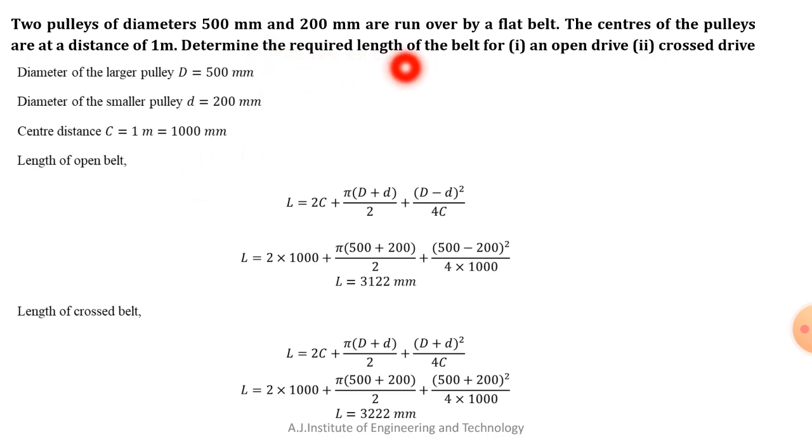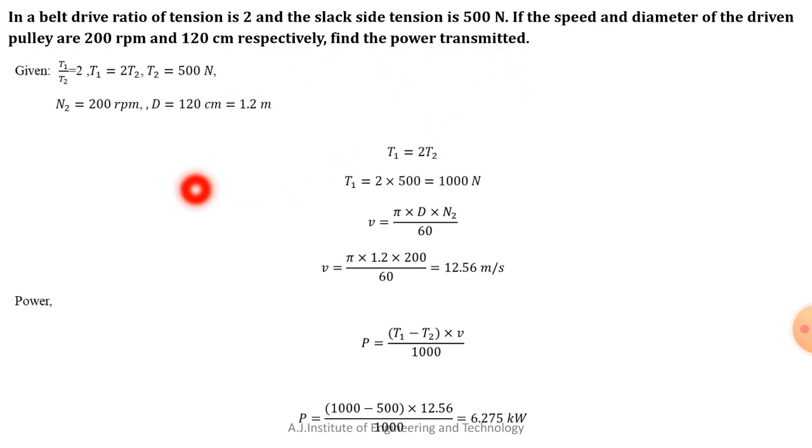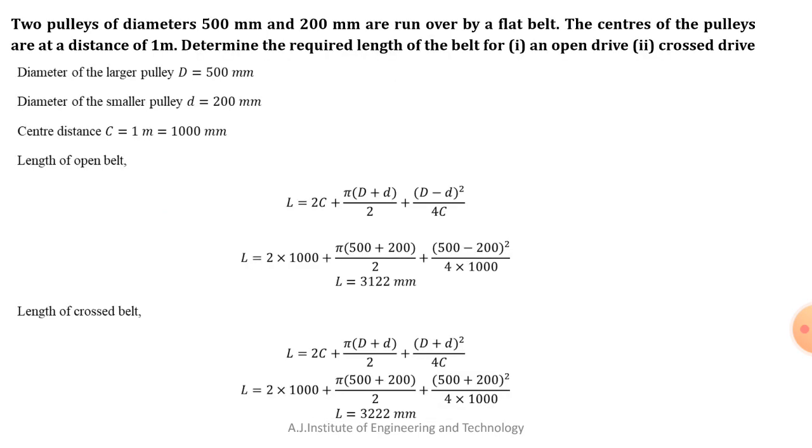So we need to find out the length of the belt. From the derivation you already got this relation, that is L equal to 2C plus pi into (D plus d) divided by 2 plus (D minus d) whole square divided by 4C.